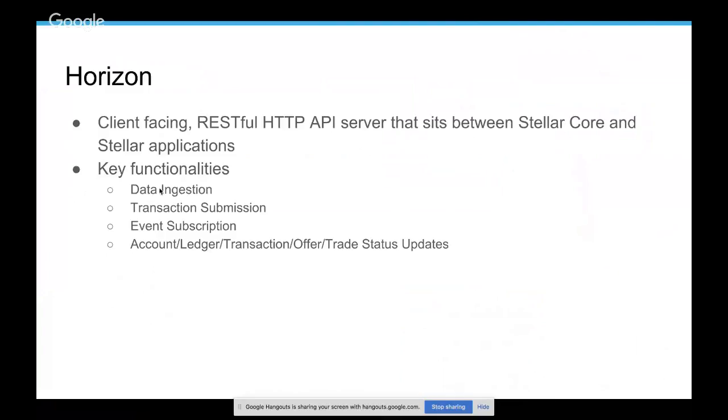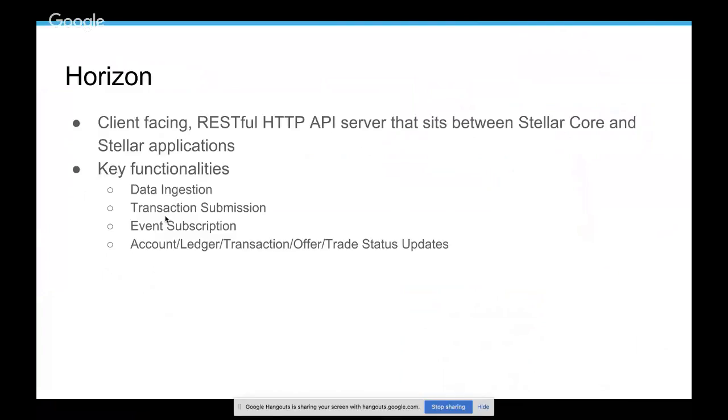As you can see here, these are the basic key functionalities of Horizon. Data ingestion, meaning it takes data it receives from Stellar Core and makes it much easier for a developer to use. Transaction submission: if you're using an SDK and you want to submit a transaction, you'd submit it through this Horizon instance, which orders transactions so that when you submit to the network, it's optimized.